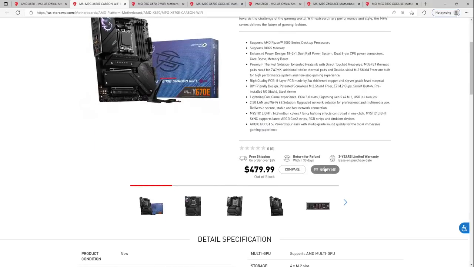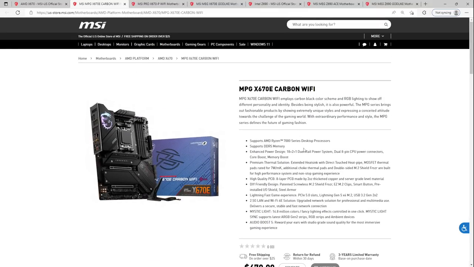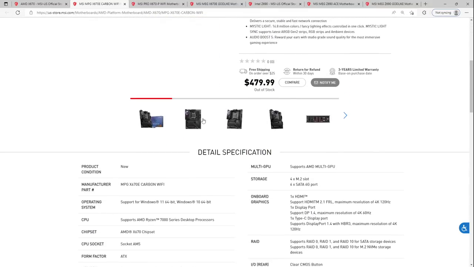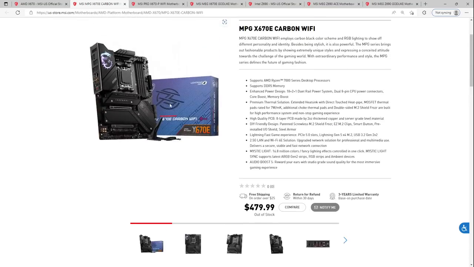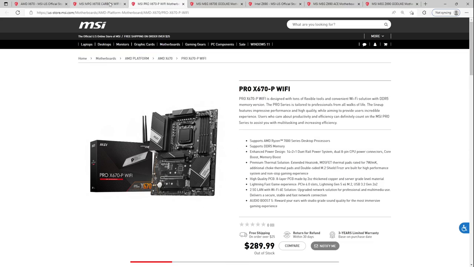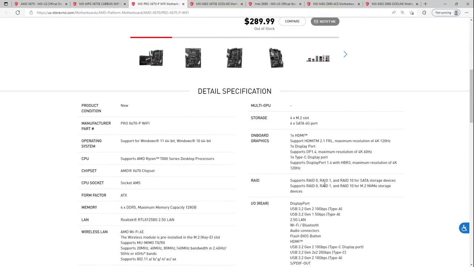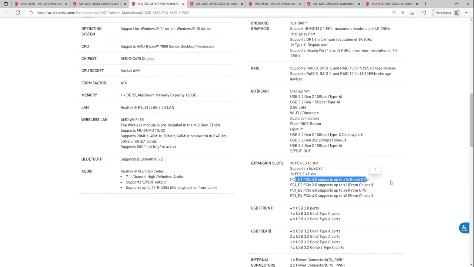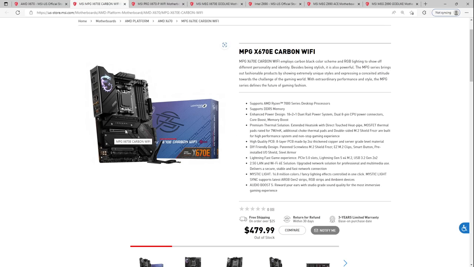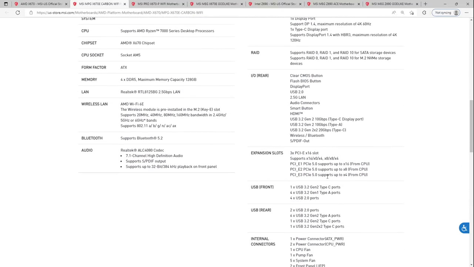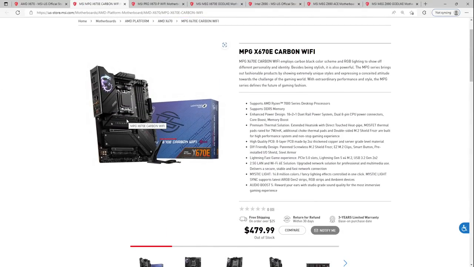So we have the X670E Carbon Wi-Fi. Why is this thing so damn expensive? Well, maybe we should start with this, because this board is a bit more complicated, since it actually has less PCIe Gen 5. Actually, there's not really a whole lot of PCIe Gen 4 as far as I'm concerned. But this right here has a bunch of PCIe Gen 5. More importantly, it has PCIe Gen 5 switches, which are very, very expensive.